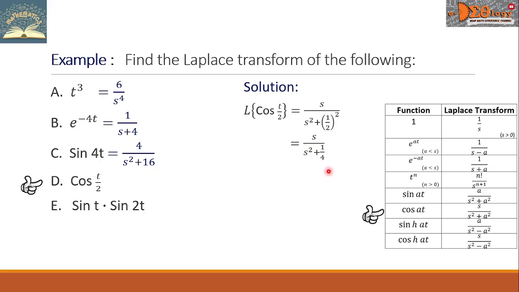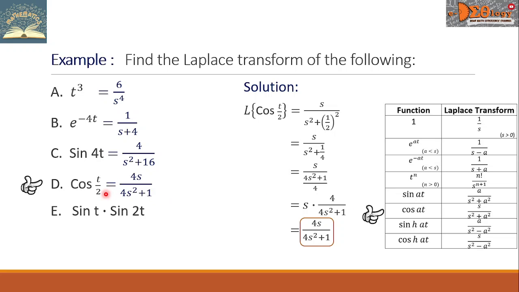Then let us simplify the denominator. This s squared plus 1/4 we can write as 4s squared plus 1 all over 4. Then let us simplify this complex fraction. We have now s, that is the numerator, multiplied by the reciprocal of this denominator. So we have 4 over 4s squared plus 1. S multiplied by 4 will be 4s all over this same denominator. This is the final answer. We copy this answer opposite problem D.